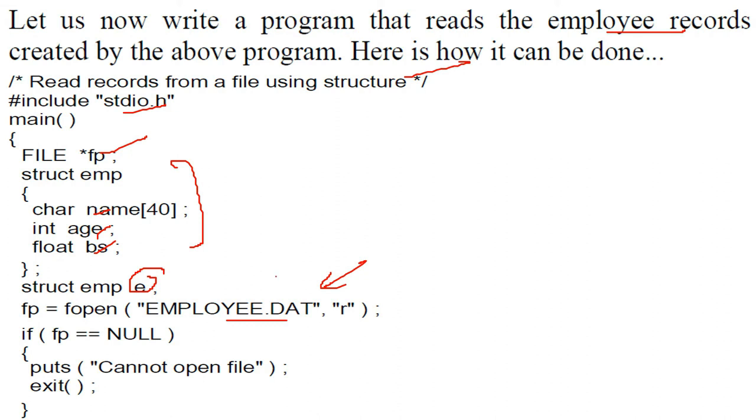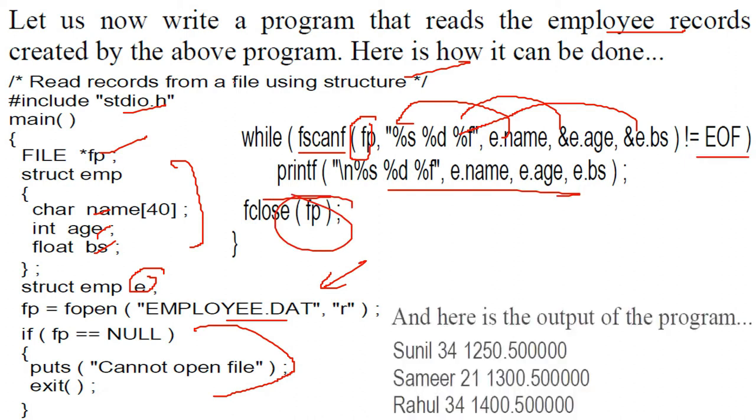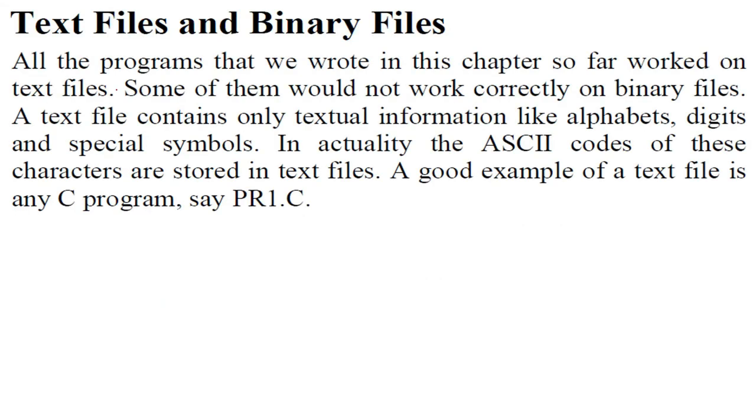So we want to open this file in read mode. If it is not open, we raise an error. Otherwise we do one thing: fscanf, we are scanning from the file fp. What are we scanning? The name, the age and the bs, basic salary, and till the time we reach end of file, we just read it and print it. We simply use printf, and we close the file. So this is the sample run. This is the first discussion on file input output.